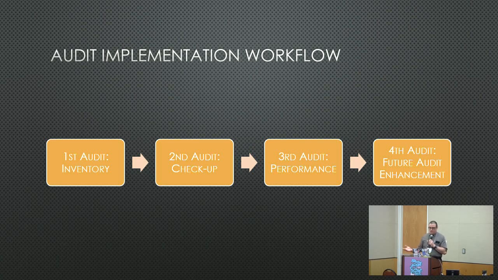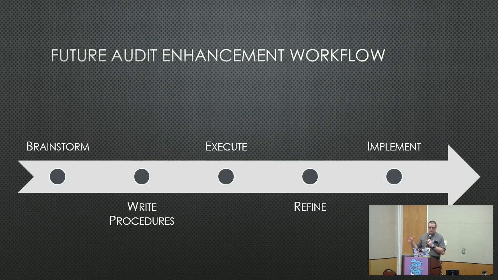And then ultimately the fourth audit became a future enhancement and has its own workflow, where as we're going through this audit process, we're talking about the various things we're seeing with regards to the component we're auditing, and then comes brainstorming. Okay, how can we audit this better? What should we be looking for? That ultimately turns into procedures, and then the following audit we execute those procedures. And as we're going through that execution phase, we refine them, and then it just becomes a part of the audit that we do all the time.